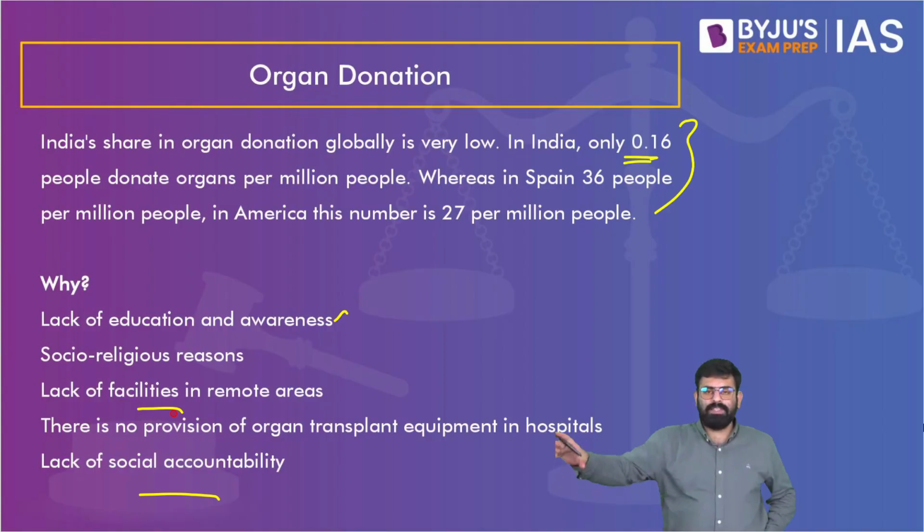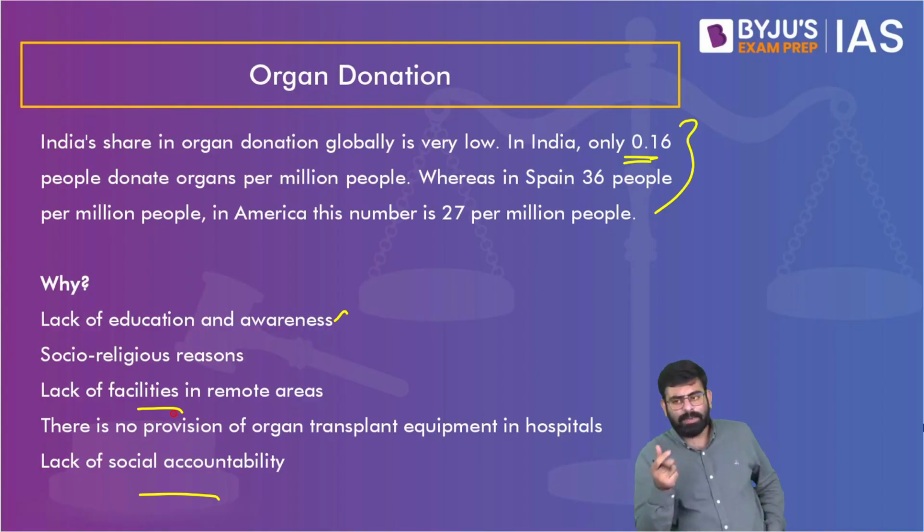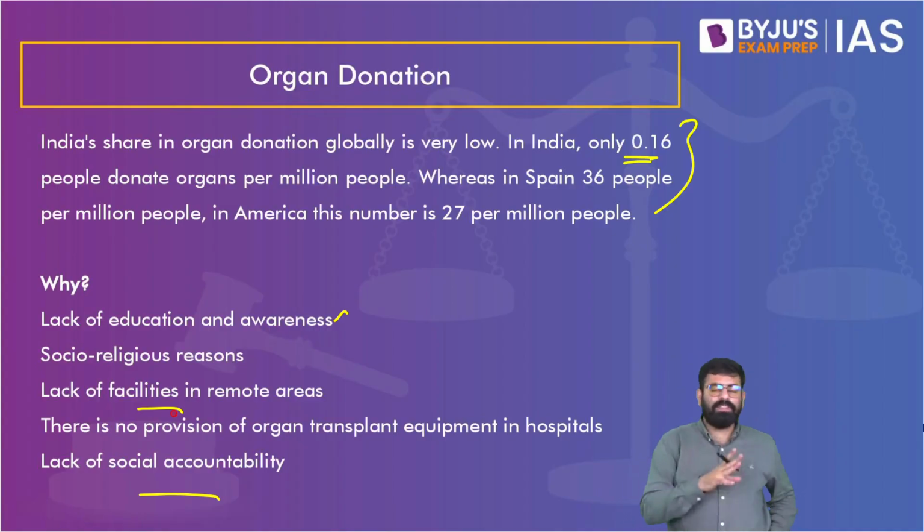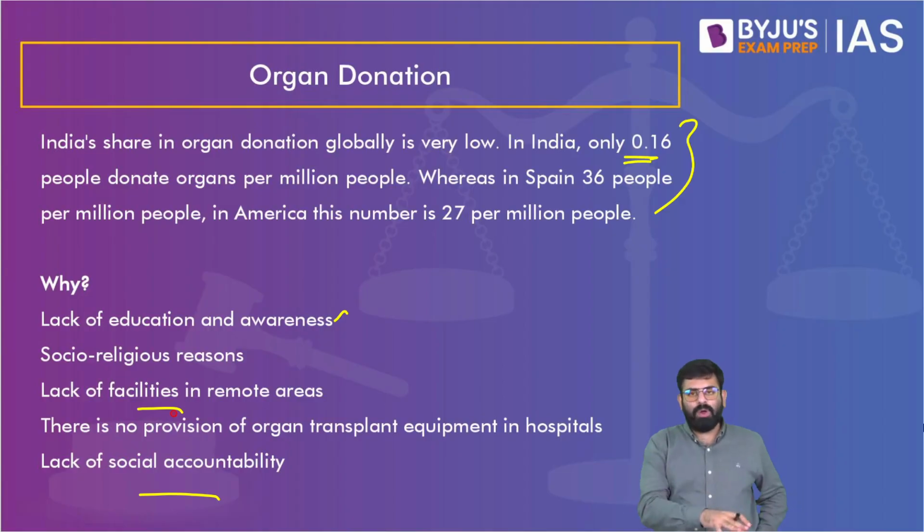Because you need a facility to actually make that happen, not the transplant, but at least you have to extract the organ. Then you have to keep it safe, you have to take it safely. Where is the infrastructure for all that? There is a lack of infrastructure. Now the problem is not that people are not ready to donate.